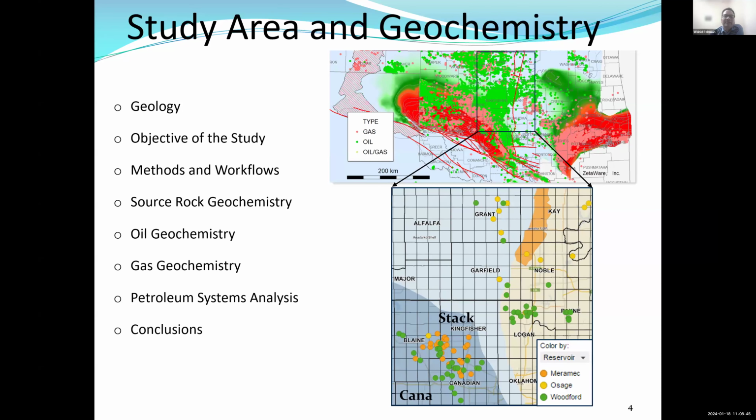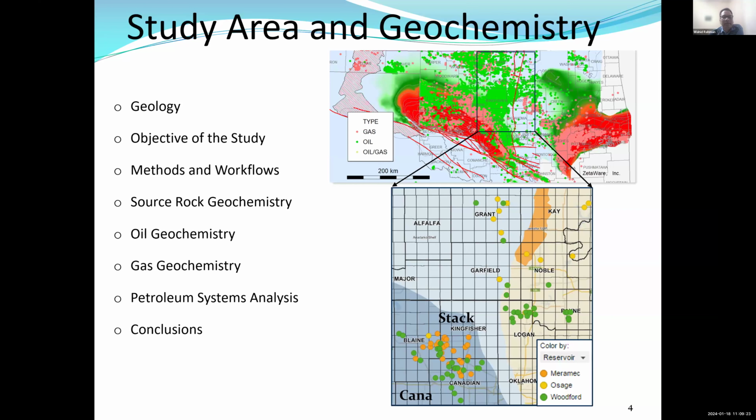I'm fine-tuning this little part of my model with gas chemistry, oil chemistry, and source rock chemistry. So what are we going to cover in the talk today? I will not go too much into the geology. My geology friends are probably going to get very mad if I start talking about geology. So I'll cover a little bit of geology, then work on my subject matter expertise, taking this geochemistry data to interpret the petroleum systems in a way we haven't looked at conventionally.